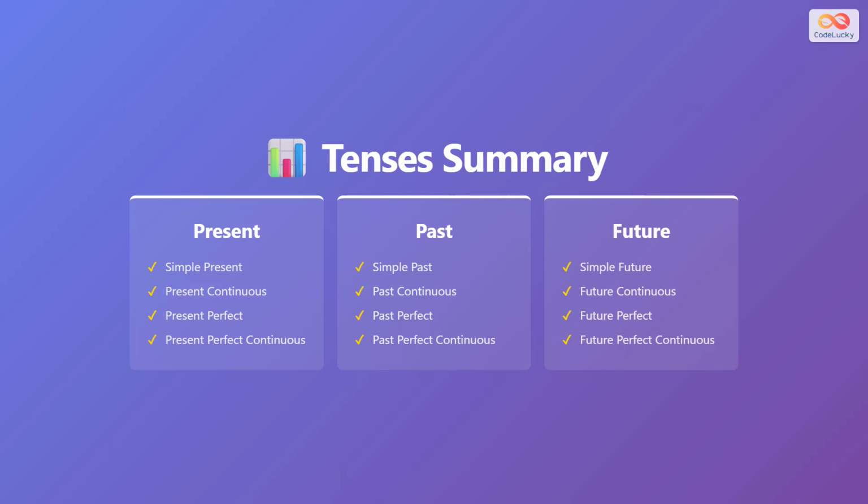The past group includes simple past, past continuous, past perfect, and past perfect continuous. These tenses describe actions that already happened. The future group includes simple future, future continuous, future perfect, and future perfect continuous. These tenses describe actions that will happen. Now you have a complete understanding of all 12 English tenses. Practice using these tenses in your daily conversations to improve your English skills.